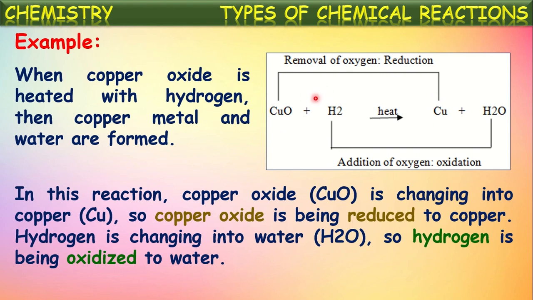If you see in terms of hydrogen, hydrogen initially does not contain any oxygens in it, isn't it? So after the reaction, what is happening here? Hydrogen is changing into water, means it is added with oxygens. So the addition of oxygens we know is called oxidation. Now we can say hydrogen is oxidized to water. Hydrogen is oxidized, copper oxide is reduced.